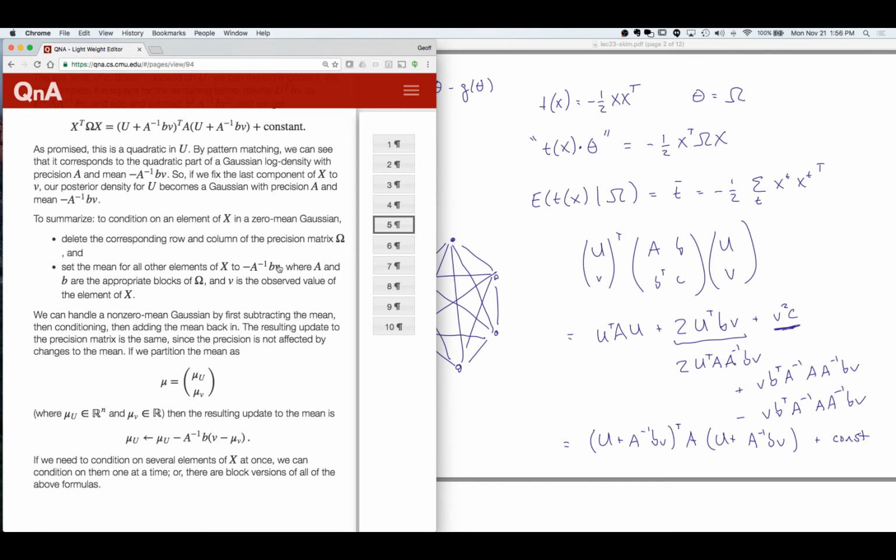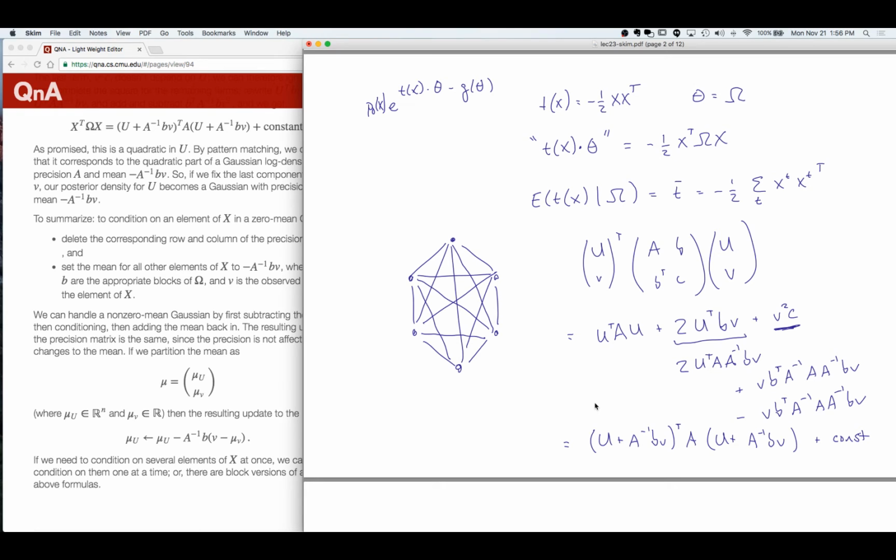And if we want to condition on several elements, we can do them one at a time. Or there's a block version of this update formula for the mean. The update for the precision is still that you drop all of the corresponding rows and columns of the precision. And there's a block version of this update for the mean, which is essentially as you would expect. But I don't remember it off the top of my head, and so I won't try and write it on the slide.